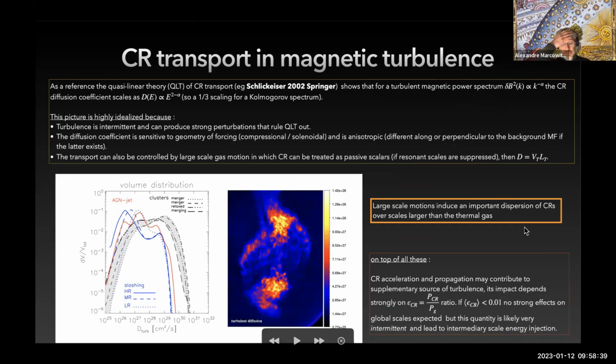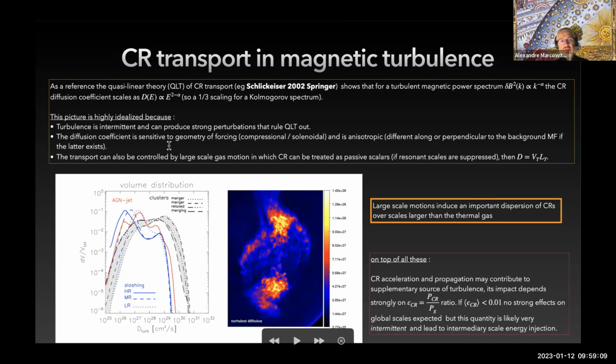Because this process is so complex, in order to describe how cosmic rays can propagate in clusters, people have to start with simple models using quasi-linear theory. You have a typical diffusion coefficient which is fixed by the scaling law of your turbulence. For Kolmogorov, you have a diffusion coefficient scaling as k to the 1/3.